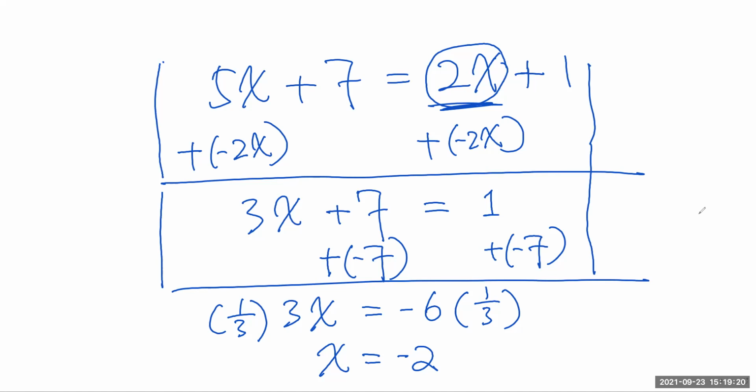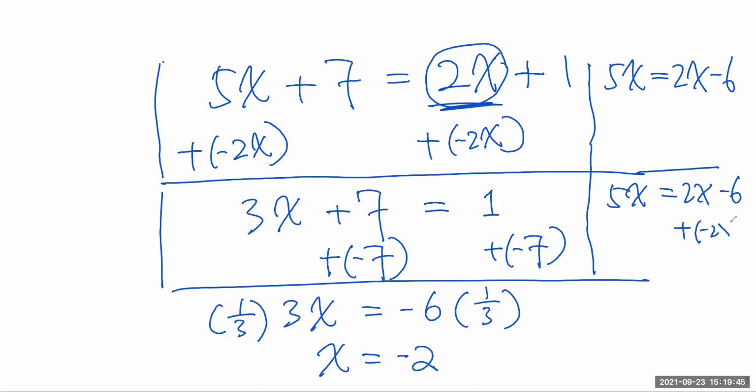Good. So basically what you can do is you can add negative 7 on both sides. You got 5x equal to 2x minus 6. And then on this side, we just add negative 2x on both sides. So 5x equal to 2x minus 6. We add negative 2x, and then what we got is 3x equal to negative 6. You can do that too.